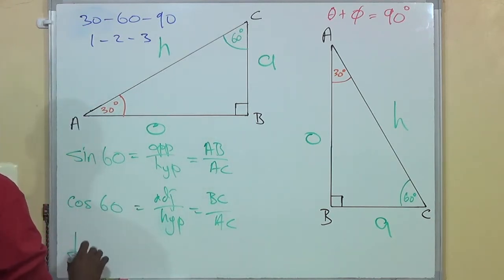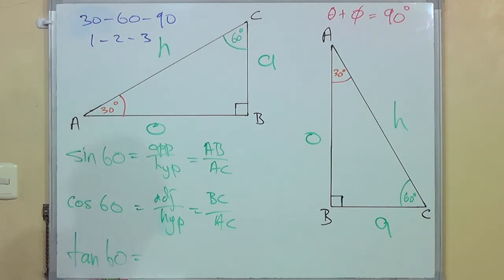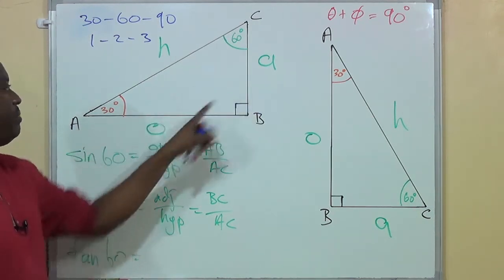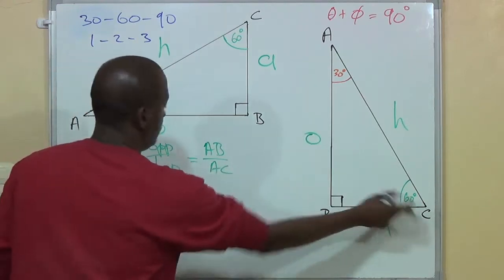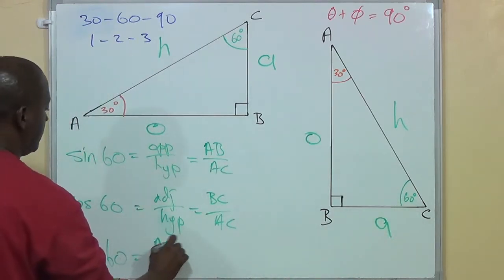And then you have the tangent of 60, which is equal to opposite over adjacent, AB over BC. Alright.